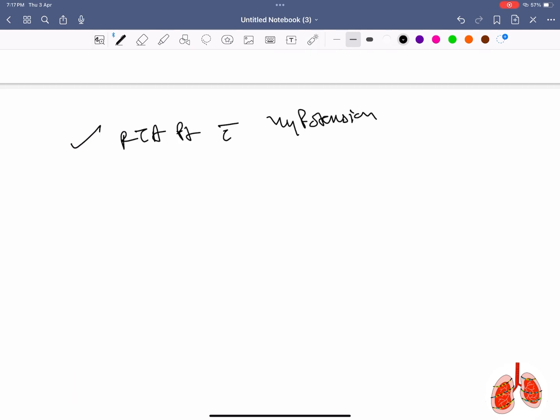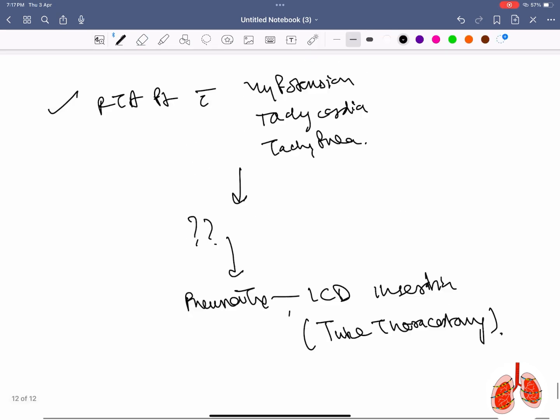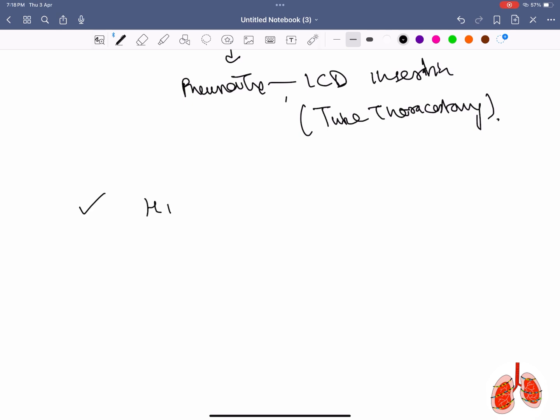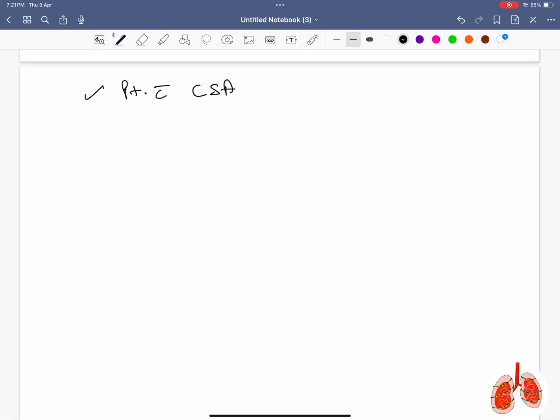RTA patient presenting with hypotension, tachycardia, tachypnea. What will you do? Answer is insert ICD, tube thoracostomy, in view of pneumothorax. A patient on HFNC is on support of 40 liter per minute and 0.4 FiO2. What will you do for weaning? So the answer is decrease flow rate by 10 liter per minute.